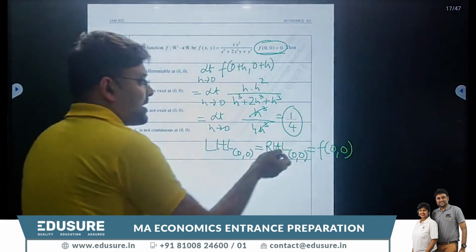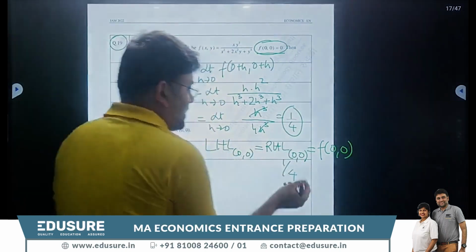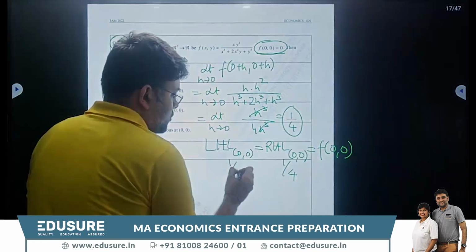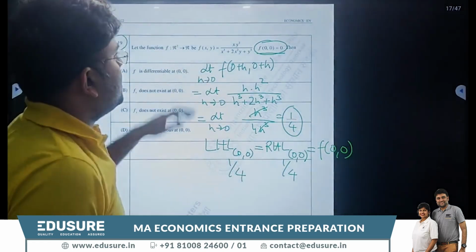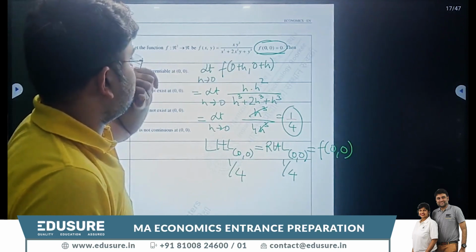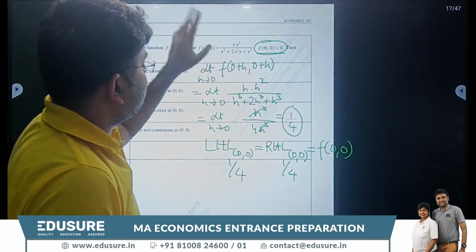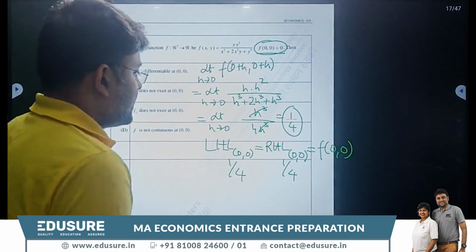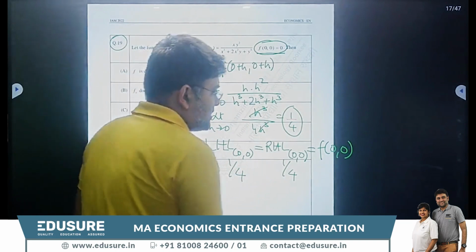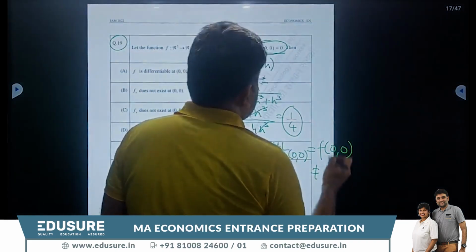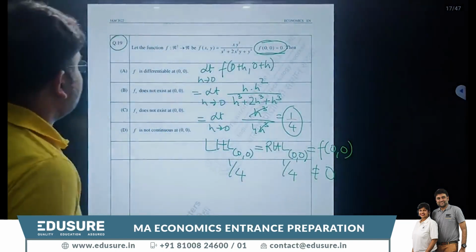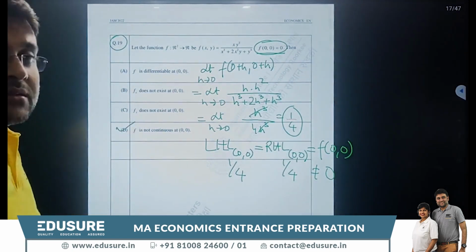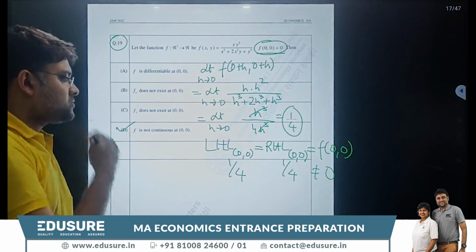You will notice that the right hand limit we have already found out. Left hand limit, if you find out, you will again get an answer which is 1 by 4, with minus h cube, minus h cube, and so on. Yes, you'll again get 1 by 4. LHL and RHL will be the same, but it's not equal to the functional value, which is equal to 0. So function is not continuous at (0,0) will be my answer. Okay, this is what my answer will be.